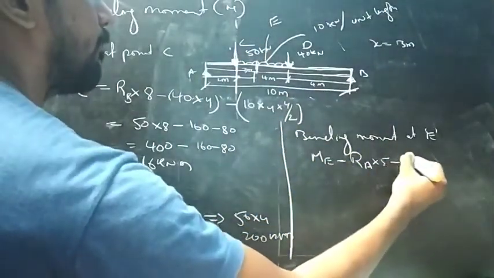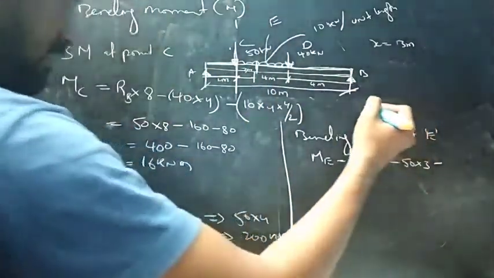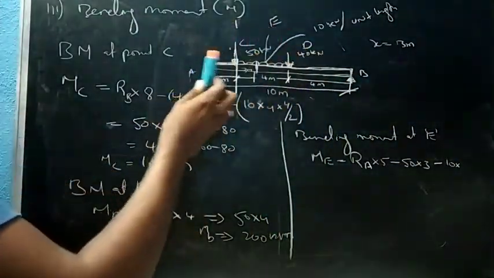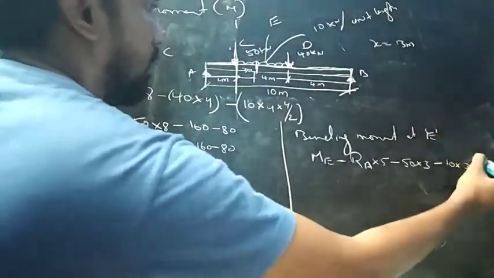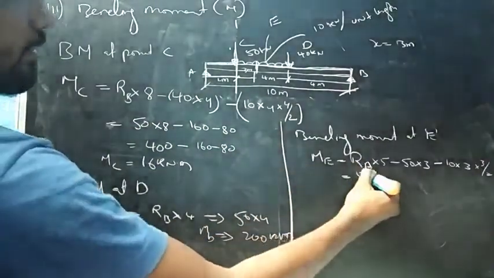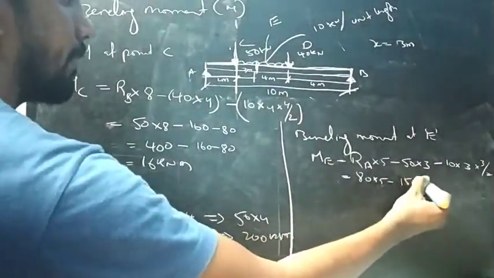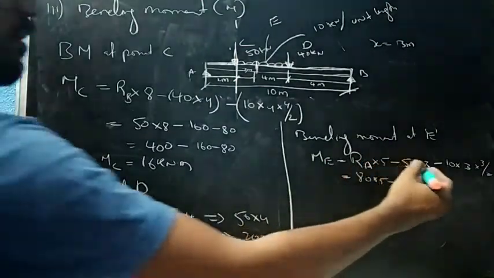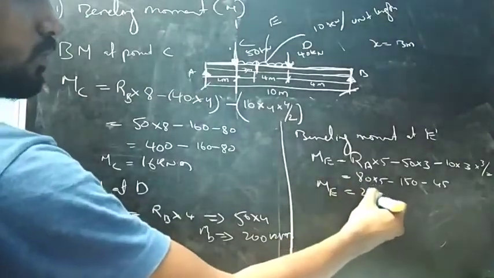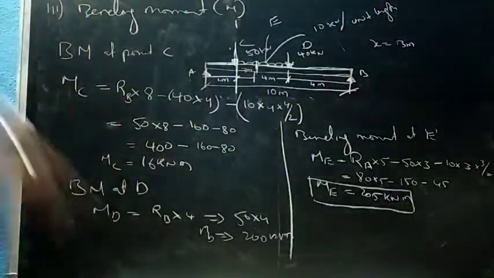minus 50 into 3, minus 10 into 3 into 3 by 2, that will be the maximum bending moment. So 80 into 5 minus 150 minus 45. So we get M equals 205 kilonewton meter, right? 205 kilonewton meter.